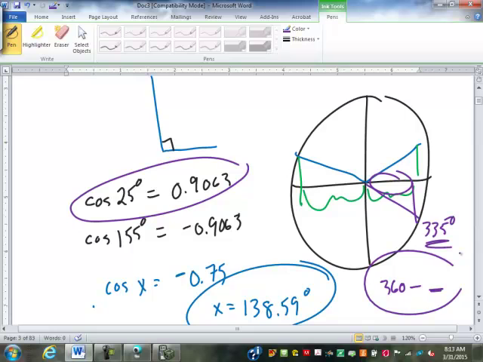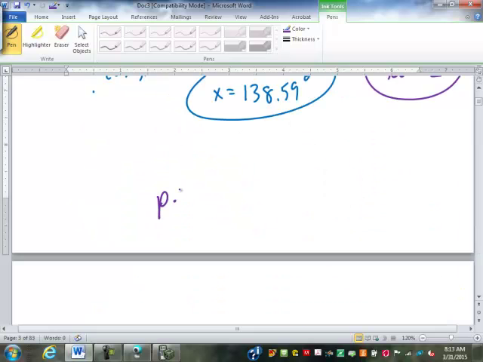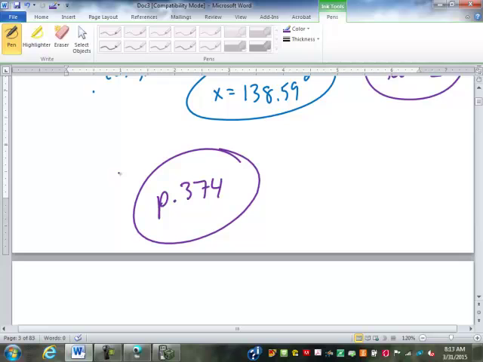In your packet, it's page 374. The more important thing here is the inverse sine, just so you know, because very soon, like tomorrow, we're going to discuss something called the law of sines, which is where we're dealing with triangles that don't have right angles. So it's possible to have an obtuse angle in it. So you need to know that when you do an inverse sine, there might be a second possibility.